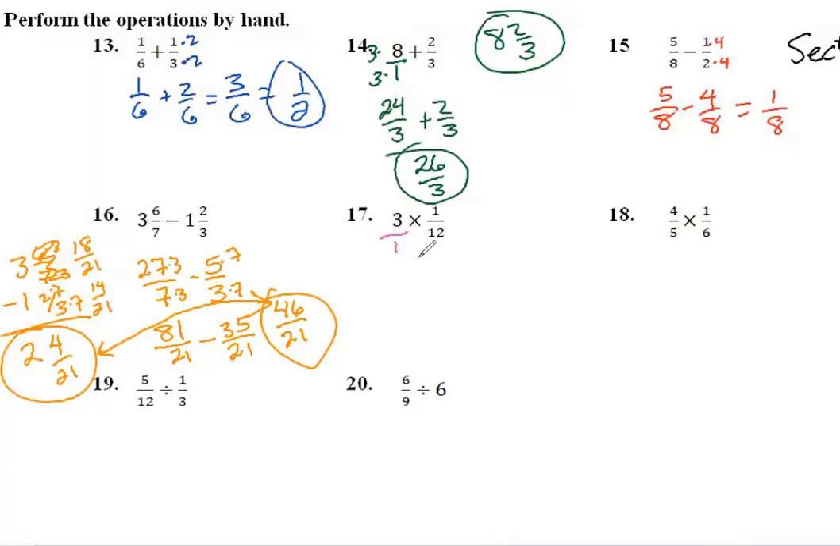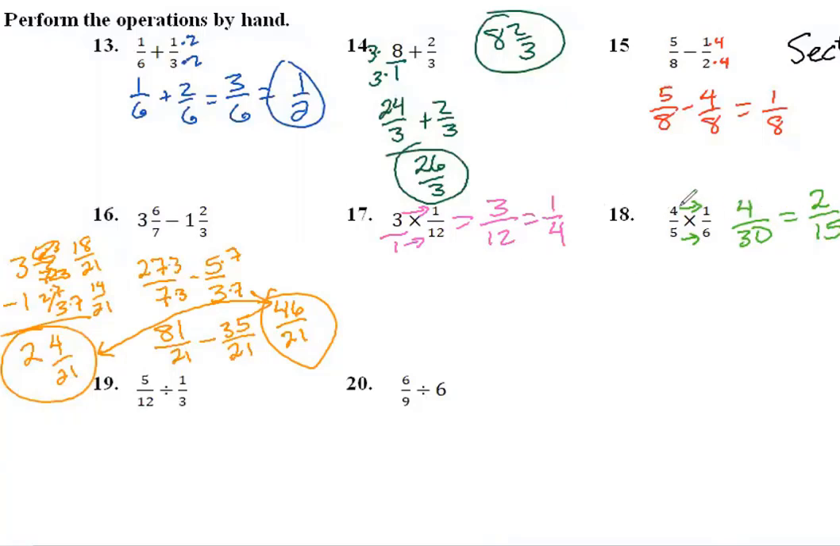3, which is 3 over 1, times 1/12. Now this is multiplication. Multiplication goes top to top, bottom to bottom. So we end up with 3/12, which reduces down to 1/4. Number 18, we have multiplication, so we're going to go straight across, and we get 4 times 1 is 4, 5 times 6 is 30, which equals, let me see, we could take a 2 out of top and bottom, that'd be 2/15. Excellent.